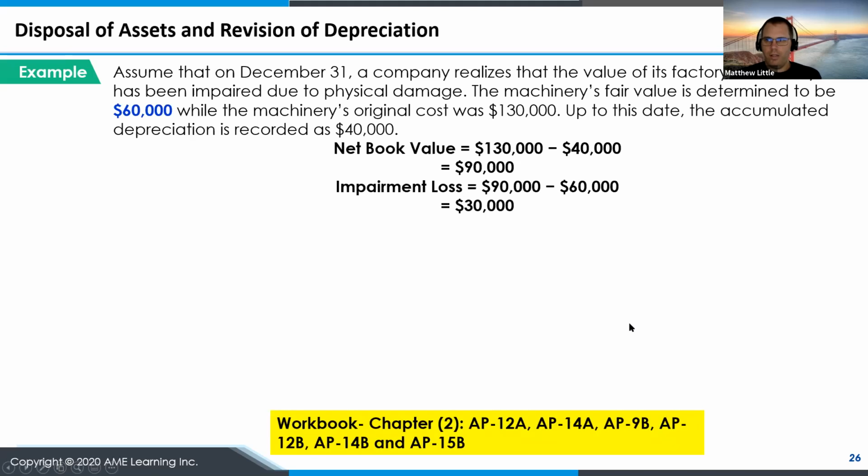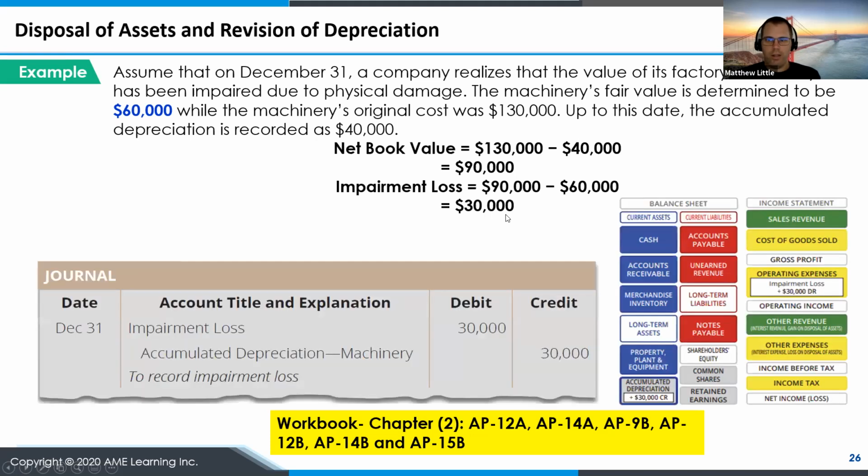So we'll do a little example here. We assume that on December 31st, the company realized the value of its machinery has been impaired due to physical damage. The fair value is determined to be $60,000, and the original cost was $130,000. Up to this date, we've recorded depreciation of $40,000. So our net book value is the cost of $130,000 less the depreciation of $40,000, so our net book value is $90,000. Our impairment loss at this point is the $90,000 net book value less the $60,000 fair value, which means we have an impairment loss of $30,000.